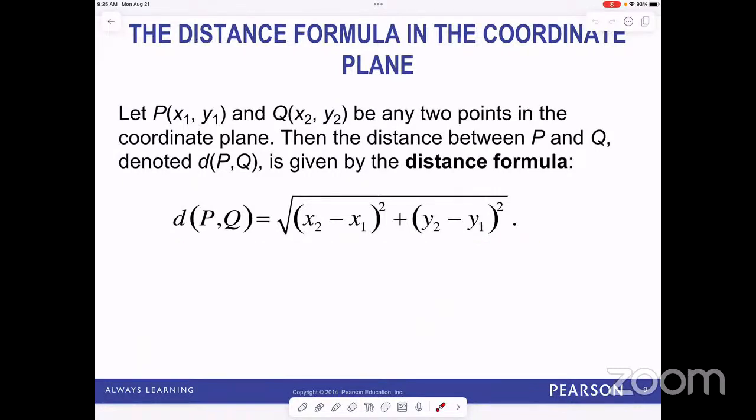But I really want to derive it, but I don't want to eat up time. So let me see. Let P and Q be any two points on the coordinate plane. Then the distance between any two points is going to be given by this distance formula.